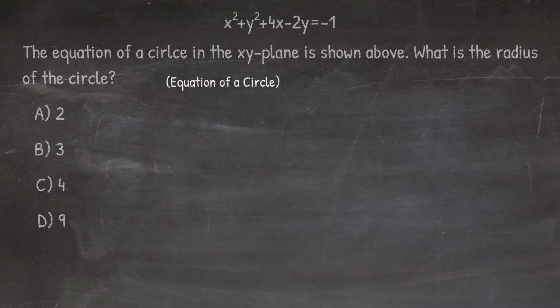It has the form of (x minus h) squared plus (y minus k) squared equals r squared. It may look a little long and unfamiliar, but let's take our time to break it down.